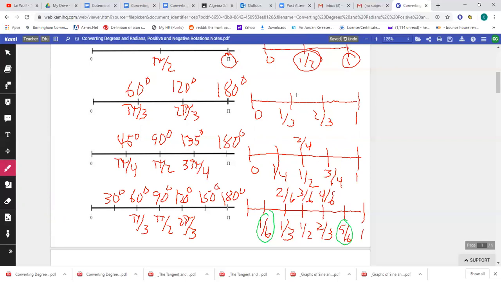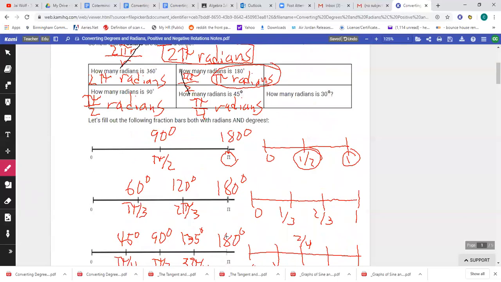But now the new ones, I'm dividing by 6. So I'm just going to use these fractions here, and this would be pi over 6, and 150 is just 5 pi over 6. Okay. And then so I could go ahead and answer the last question on the top, that this is pi over 6 radians.